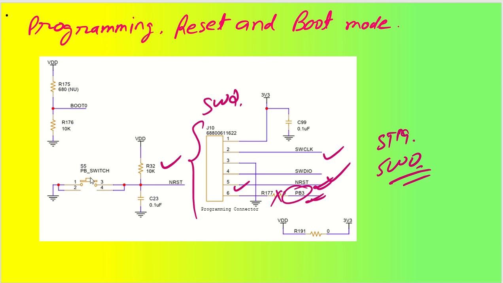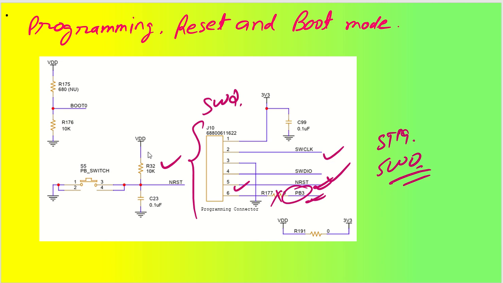Once this push button is pressed, this NRST signal will be pulled low, and this is how it will reset the microcontroller when it is powered up. You have to make sure that there is always a pull-up resistor, otherwise the microcontroller will not get switched on at all. So you have to make sure the NRST pin must be pulled up.